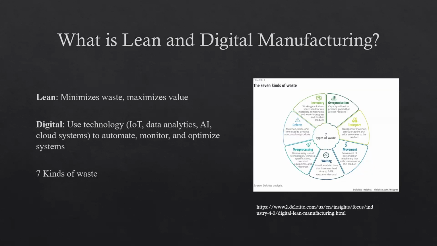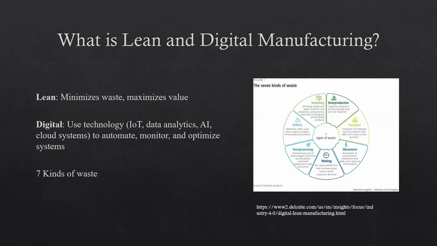So to start us off, what is lean in digital manufacturing? The entire idea behind this system is that we are minimizing waste and maximizing value. This should be applied to every single company, but specifically to manufacturing when the goal is maximum output. And as far as digital manufacturing goes, it's the implementation of technology such as IoT devices, data analytics, AI, cloud systems, and many other technologies to automate, monitor, and optimize systems.